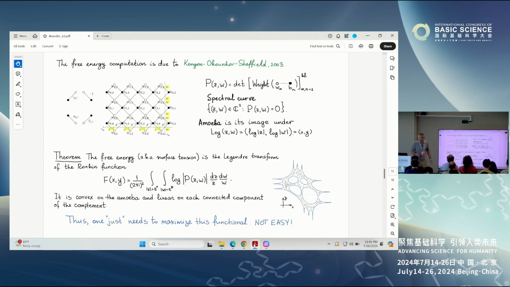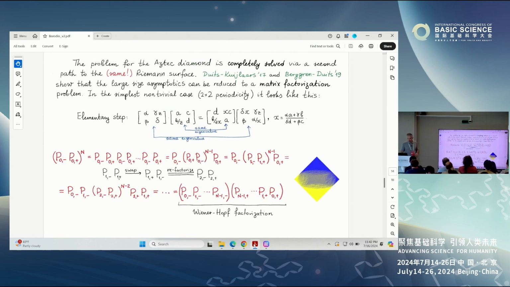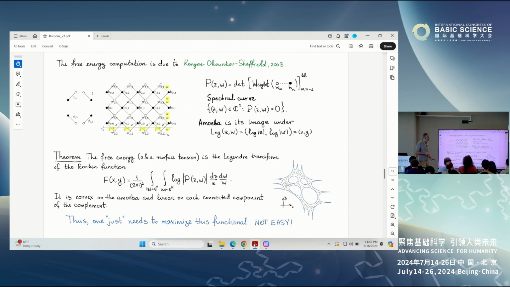It's very nice, and it already tells you that, depending on the geometry of this curve, there are regions in which free energy behaves differently. And so they already had the amoeba in their work. Now, backtracking, that gives you a variational problem. And you know that if you solve the variational problem, you know what the limit shape is. The question is how to solve the variational problem.